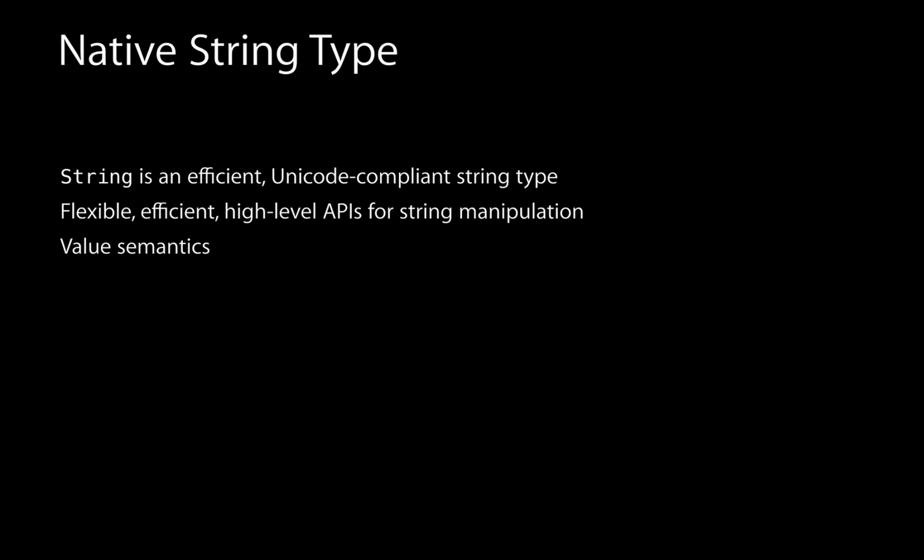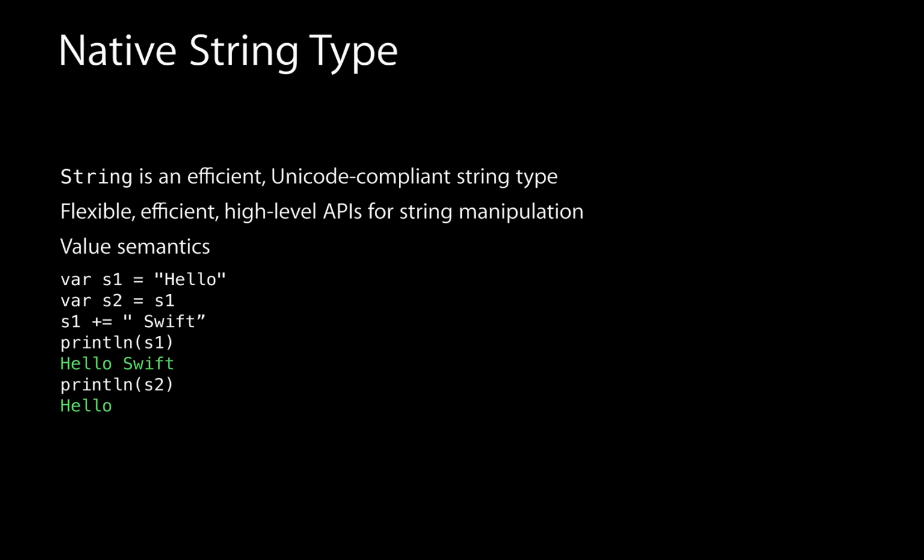So String is an efficient, Unicode compliant string type. The core string type of Swift has Unicode built in through and through, so it makes it easy to work with. We provide flexible and efficient high-level APIs to work with strings. You can easily do concatenation, searches, prefix matches, substrings. And strings provide value semantics, which makes them easier to work with. Value semantics is generally a fairly simple notion of, if I have two variables of string type, modifying one of them doesn't affect the other one. All right? It's very nice for a fundamental data type.